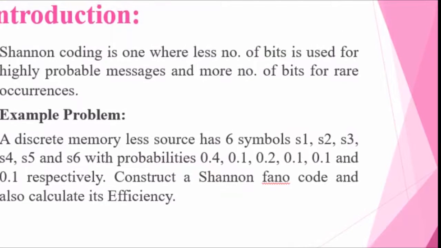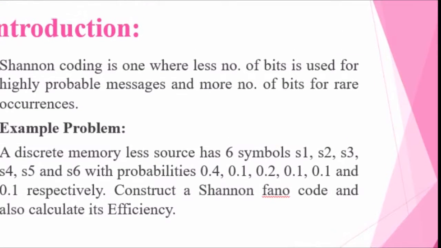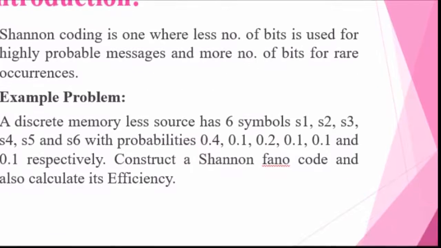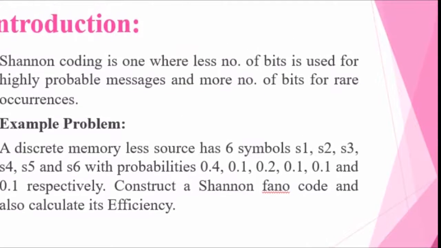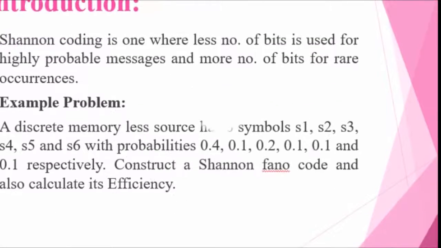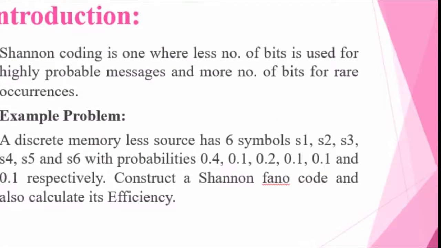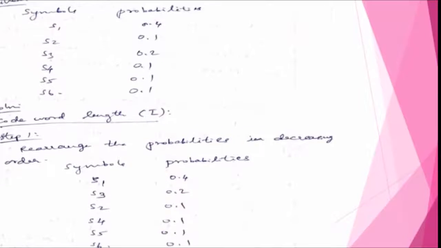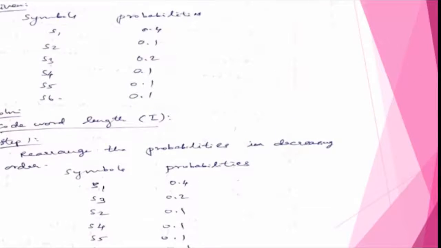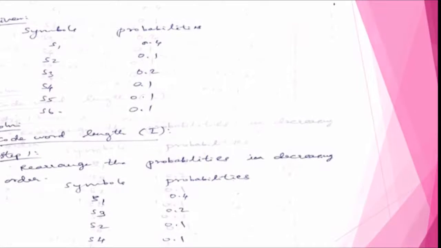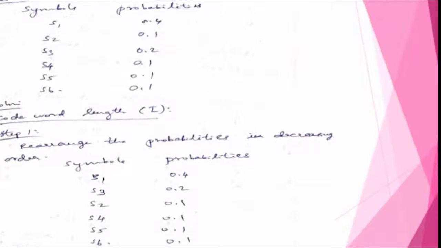Here the example problem is the same example we already saw in Huffman coding. Again, 6 symbols S1 to S6 with 6 probabilities, and we have to construct a Shannon-Fano code and also calculate its efficiency. Given are symbols S1 to S6 and their 6 probabilities. So, the solution. We are going to find the code word length, that is L dash.